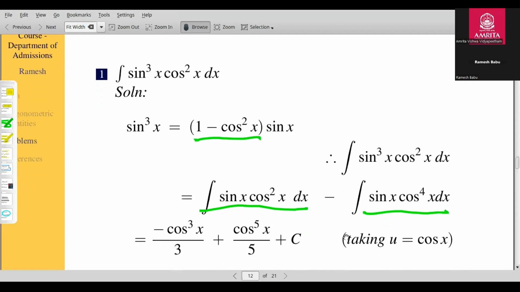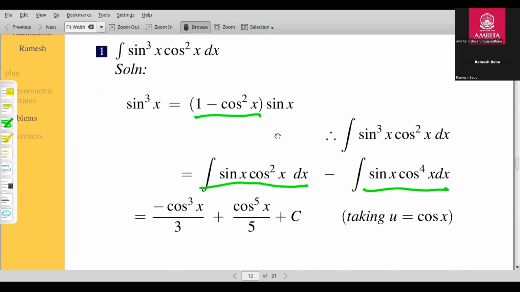Therefore, here I substitute u is equal to cos x. If u is equal to cos x, what happened? You have to do it. U is equal to cos x, du is what? Minus sin x into dx. So I am getting minus u squared into du. What is the integration of u squared? U cube by 3. That's why I am getting cos cube x by 3.